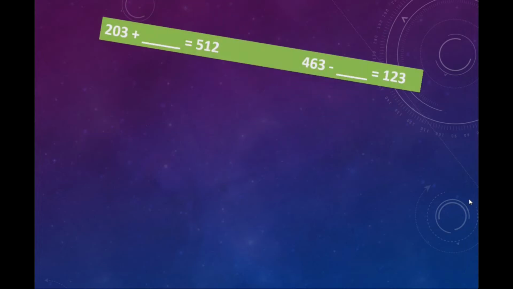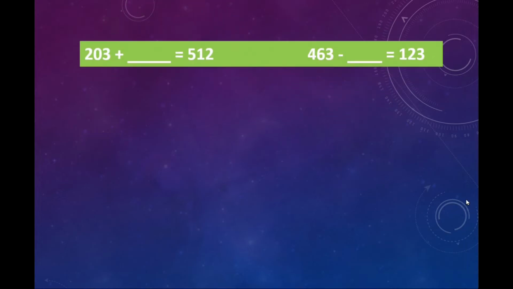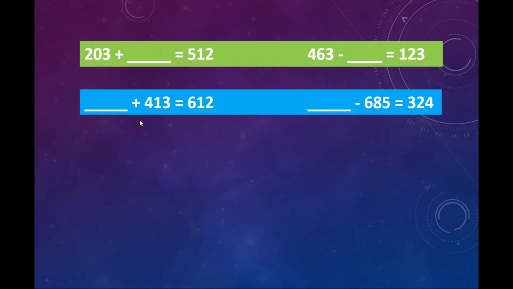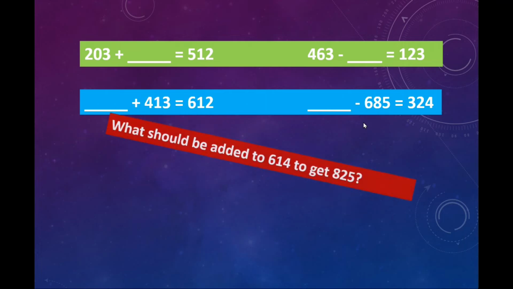Suppose I have a question like this: 203 plus blank equals 512, or 463 minus blank is equal to 123. So if you see here, these are not straightforward questions. The addend or the number which is getting subtracted is missing here. Let's take some more examples. So here again, there is the addend which is missing, and here the number from which your number is getting subtracted, that's missing.